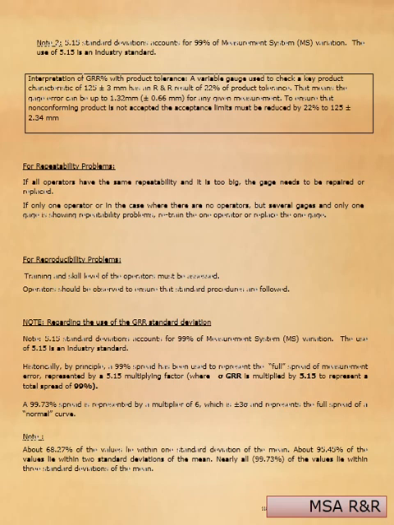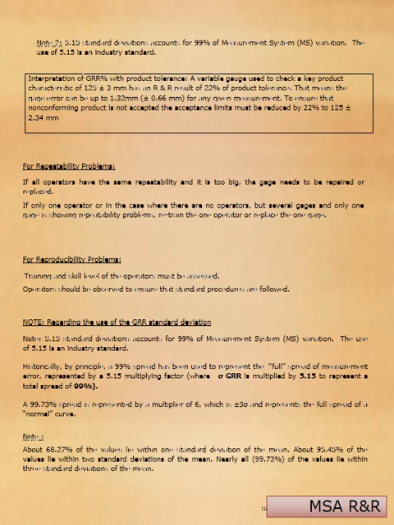For repeatability problems, if our operators have the same repeatability and it is too big, the gauge needs to be repaired or replaced. If there is only one operator, or in the case where there are no operators but several gauges and only one gauge is showing repeatability problems, retrain the operator or replace that one gauge. For reproducibility problems, the training and skill level of the operators must be assessed. Operators should be observed to ensure that standard procedures are followed.